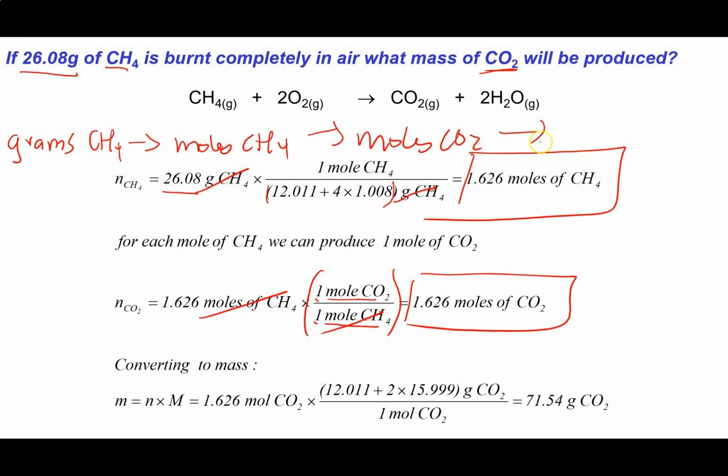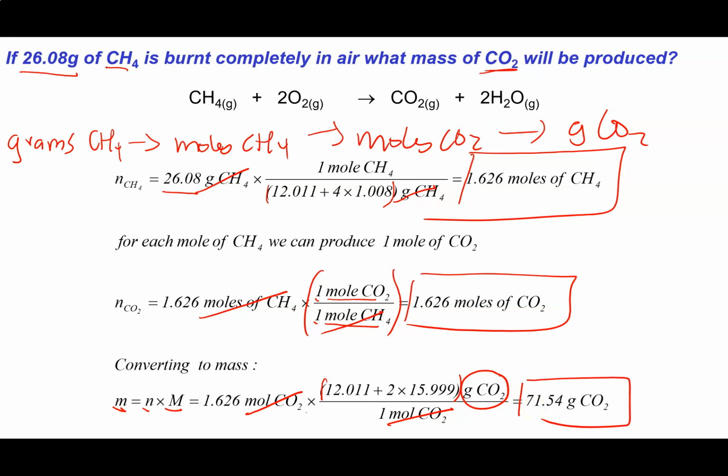I'm going to go on now and turn my moles of CO2 into grams of CO2. And how I'm going to do that is by multiplying by the molar mass, because we know the mass in grams is equal to your number of moles times the molar mass. So here we go, 1.626 moles of CO2 times, and this sum here is just calculating the molar mass, turns out to be about 44.01 grams of CO2 in 1 mole. So moles of CO2 cancels, leaves grams of CO2, and there's my final answer.